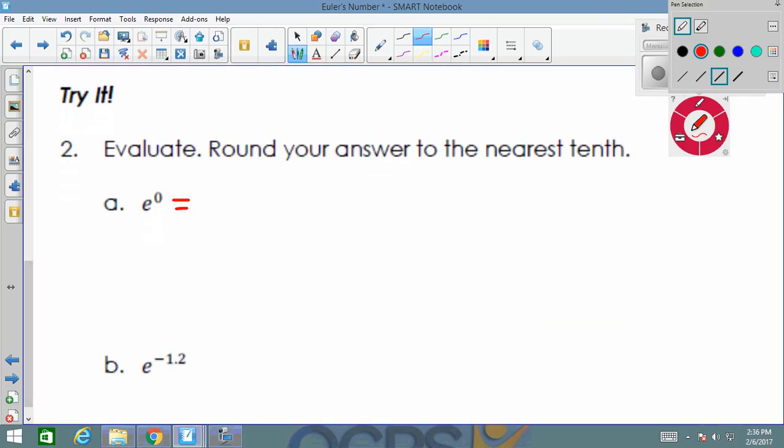Alright, e to the 0 is just 1, because anything to the 0 power is 1. E to the negative second, again, type in negative 1.2, and then hit e to the x, and get 0.3.